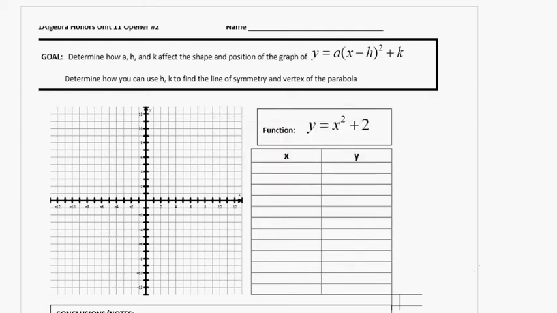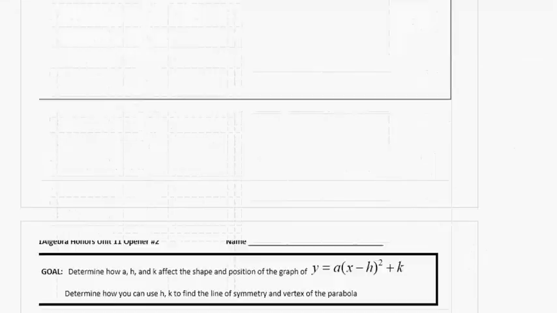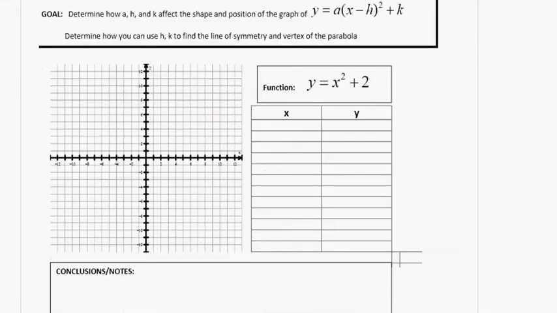In opener number 2, we have a slightly changed picture. So remember, our original from opener 1 was y equals x squared. Now this is y equals x squared plus 2. So let's graph it first and see if we can see some patterns. Again, I'll start with my -4, -3, -2, -1, 0, 1, 2, 3, 4, and see if the pattern's any different.